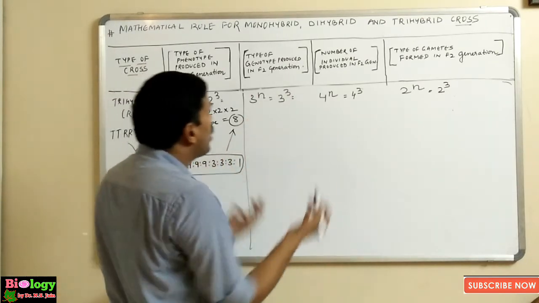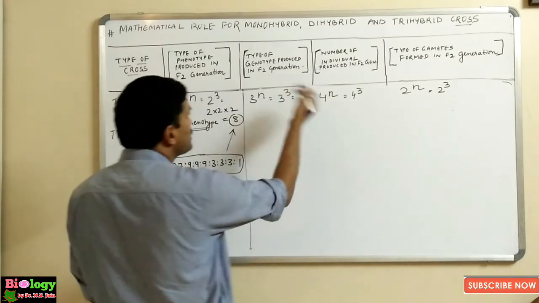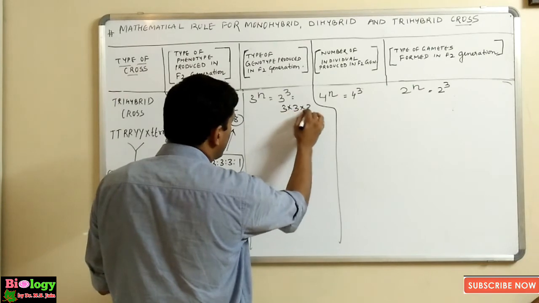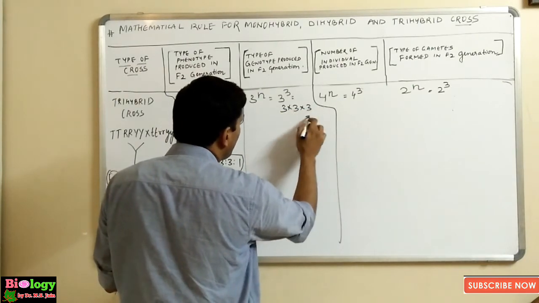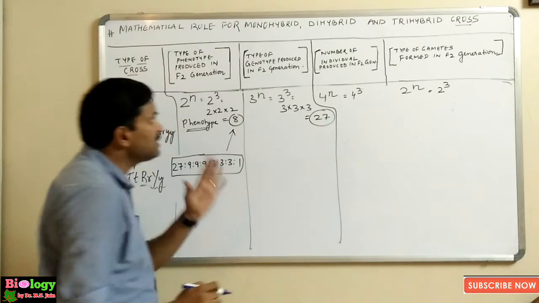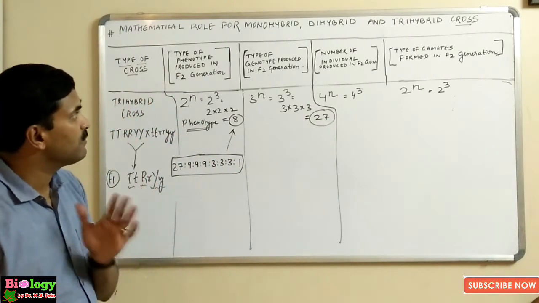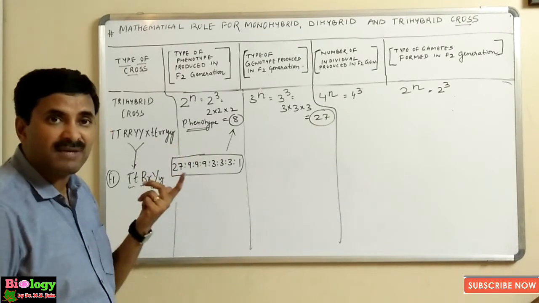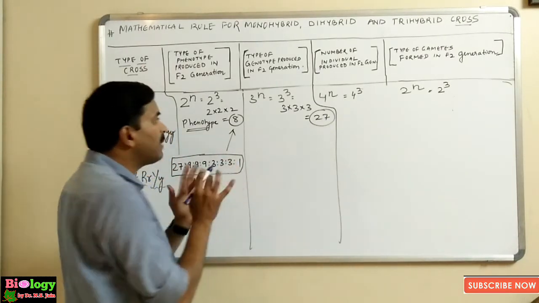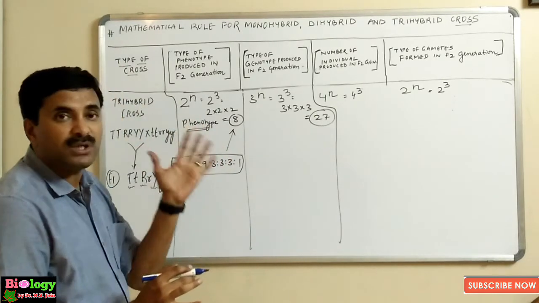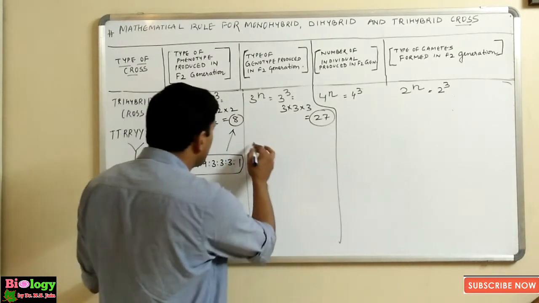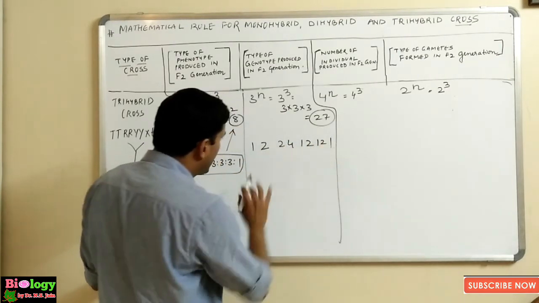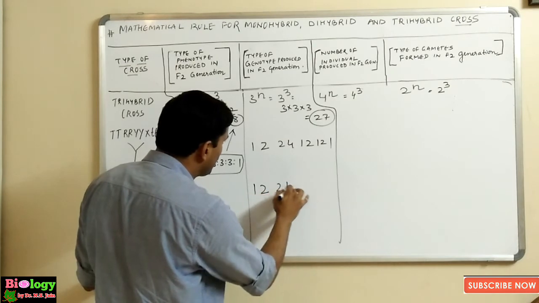Now have a look at how many types of genotypes are produced in the F2 generation. We must know that 3 into 3 into 3: 3 threes are 9, 9 threes are 27. It means 27 types of genotypes will be produced in the F2 generation. First of all, you must know how 27 types are produced, so you must know what the genotypic ratio of a trihybrid cross is. This is the genotypic ratio. You have to write it like this, then you have to write like this.